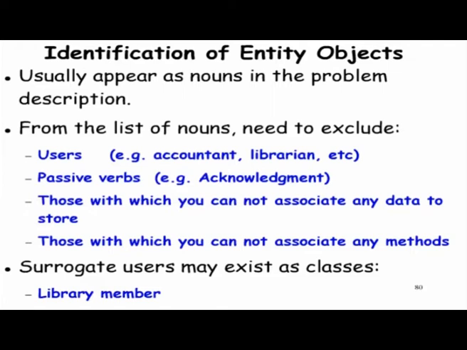For example, library member. Even though library member is a user, we need to have also a class inside the software called library member, because we need to retain the data of the library members, how many books they have taken, when the membership expires and so on. For that, some of the nouns representing users, we make them classes.